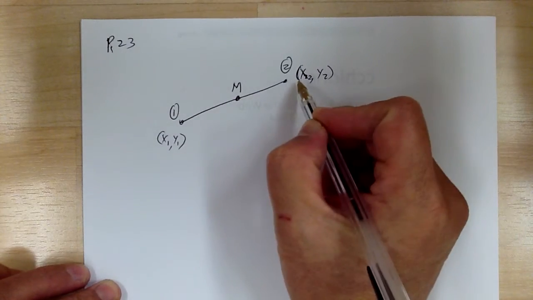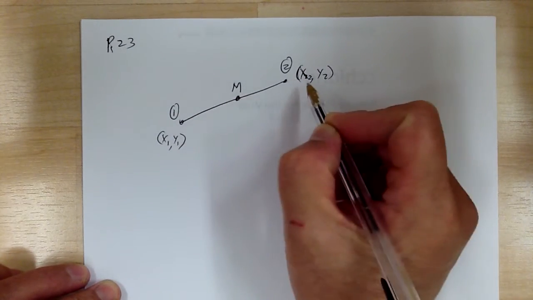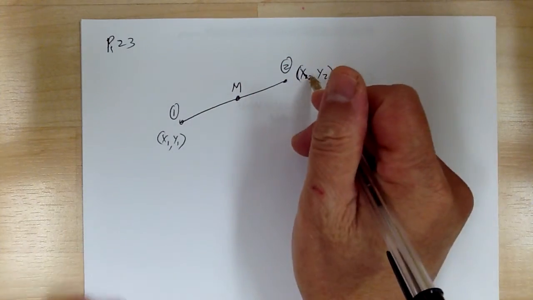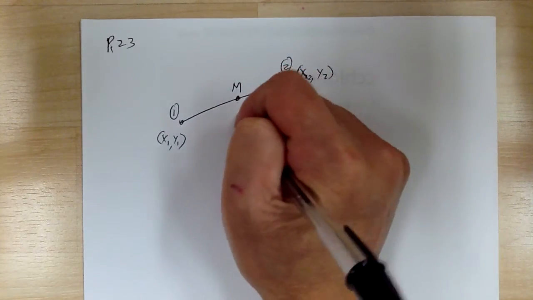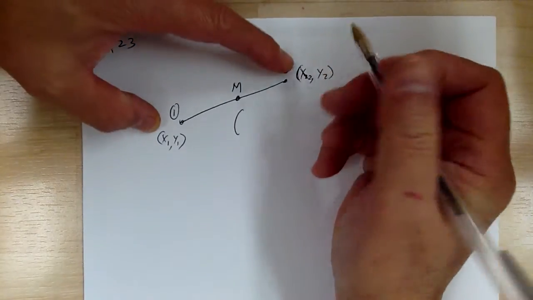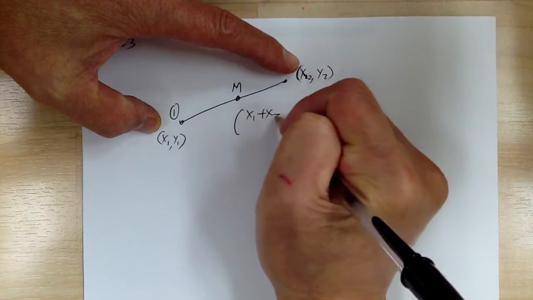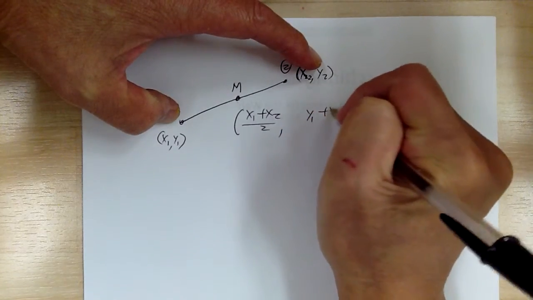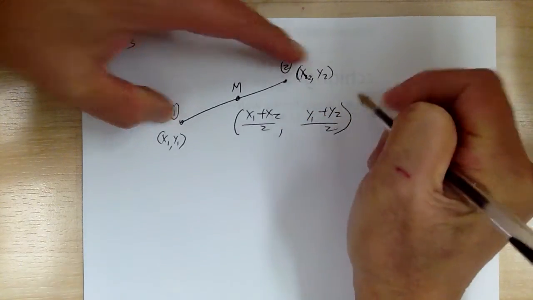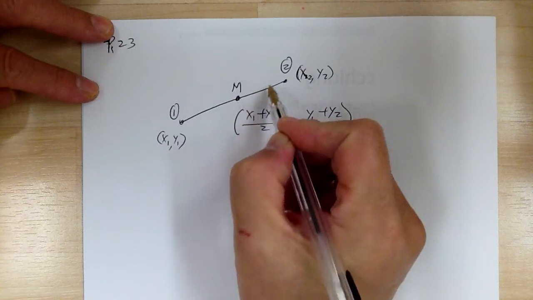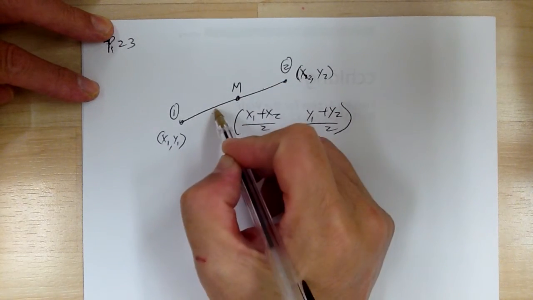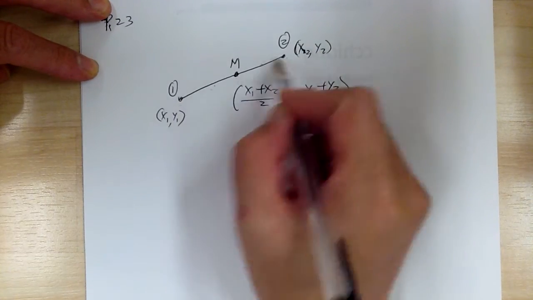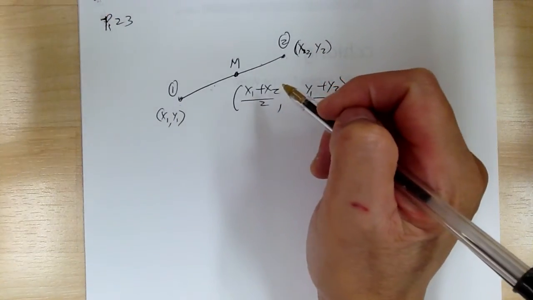Since this is halfway in between, this is the average of the two. So to find the coordinate of this, all you have to do is just average the two. The x would be x1 plus x2 divided by 2, and the y would be y1 plus y2 over 2. So to find the midpoint, or to divide the segment into two equal parts, is very easy. You just go ahead and average the 2 points, and that's it.